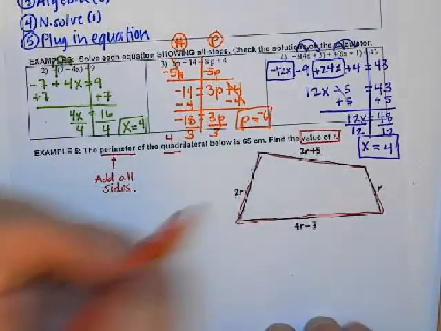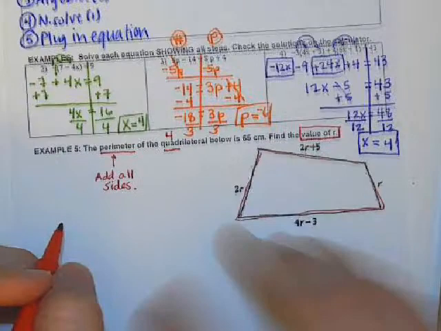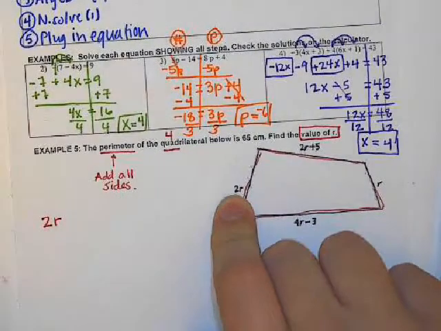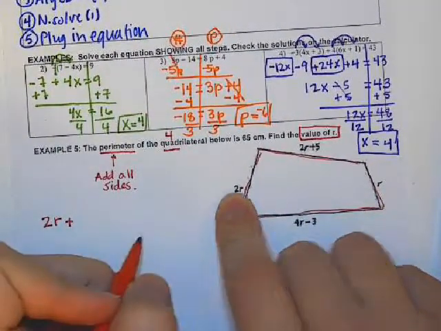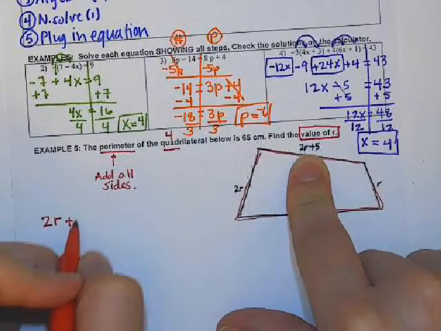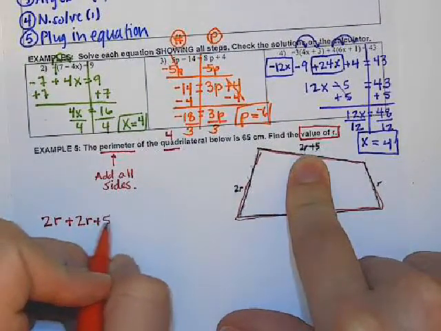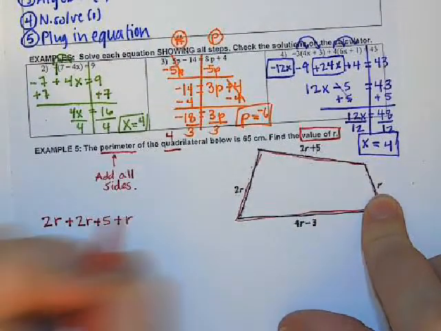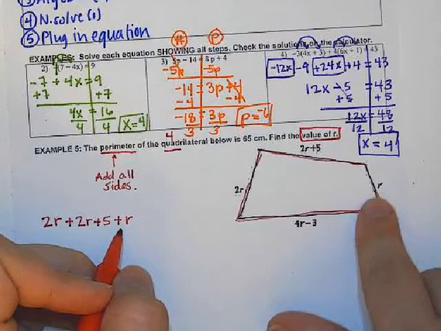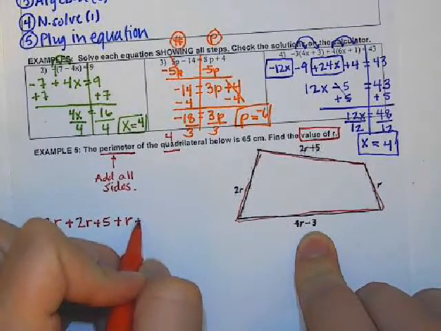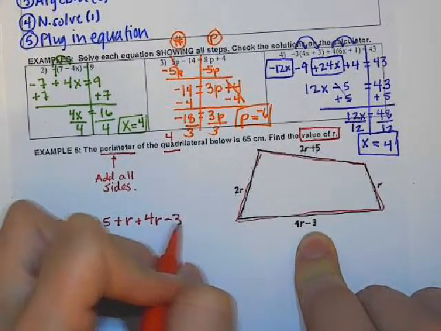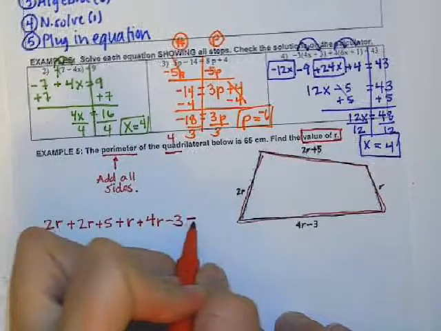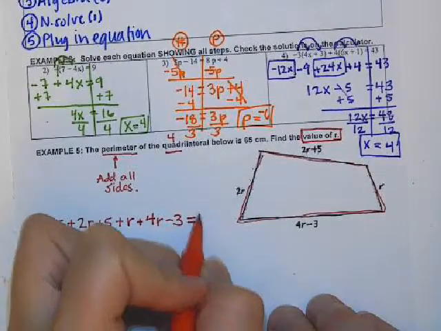Okay? So everybody add. It doesn't matter what side you start with, so I'm going to start with this one, 2r. And I'm going to add it to the next side, which is 2r plus 5. Then I'm going to add that to the next side, which is just r. And then I add that to the last side, plus 4r minus 3. And in order to know what r is, I have to have an equal sign, and they all equal 65.